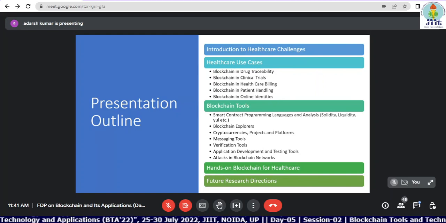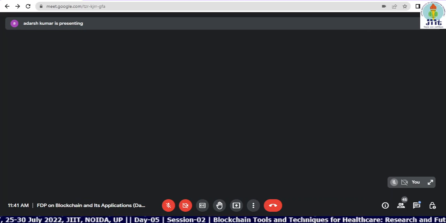Then there are other tools which have been derived in recent times, like messaging tools. Apart from the traditional peer-to-peer communication over the blockchain, we might need to exchange messages to give an update when we want the transactions or something like that.